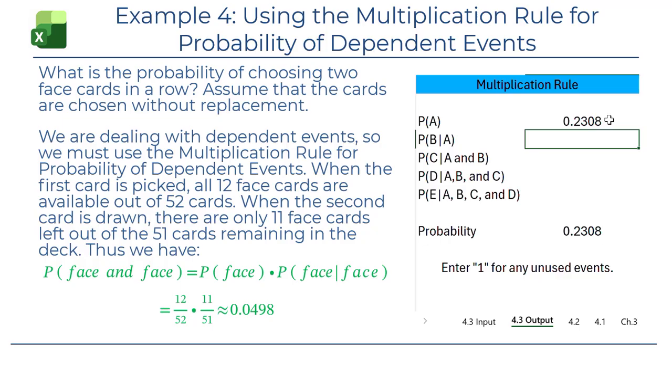But now we're saying, what's the probability that I draw another face card, assuming I've already drawn a face card? So now instead of 12 face cards, there are only 11 because we've taken 1 out. And instead of 52 total cards, there are 51. So the probability of a face card and a face card is the probability of a face card times the probability of a face card given a face card, which is 0.0498.